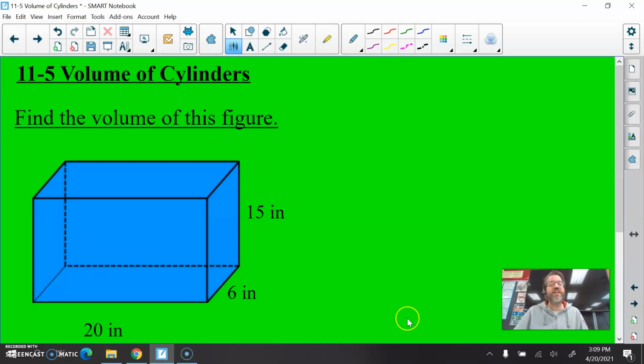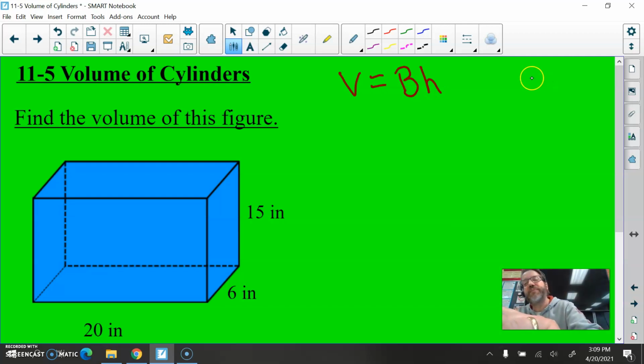All right, so anyway, take a look here at this prism. If I want to find the volume of this figure, it's a rectangular prism. We have a formula on the sixth grade formula sheet that says that the volume of any prism is equal to the area of the base times the height. Now, some of you might be thinking, wait, it's a rectangular prism. Don't we just do length times width times height?